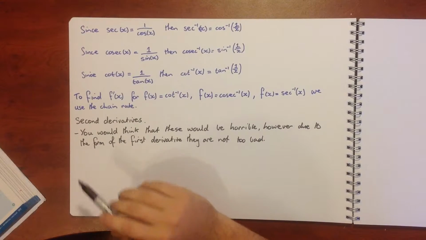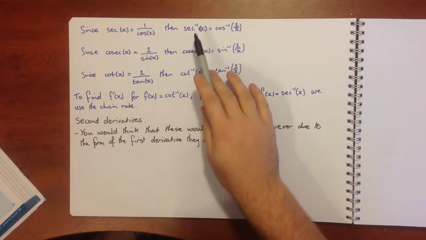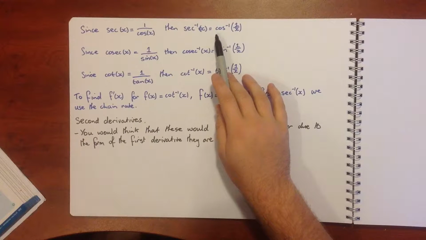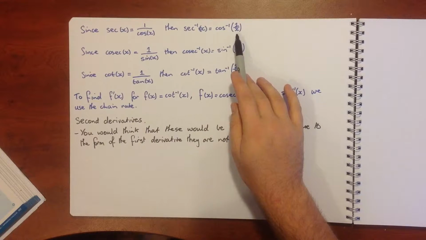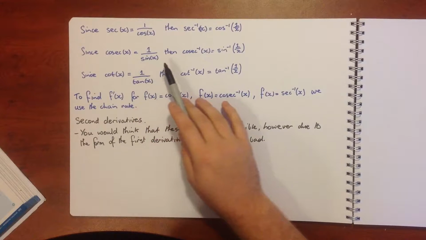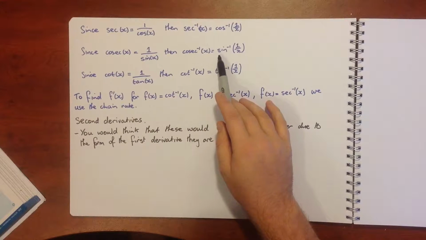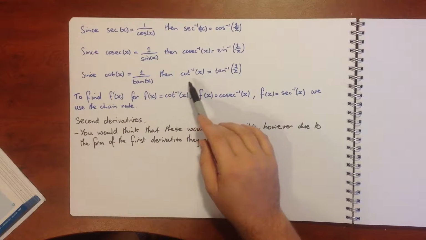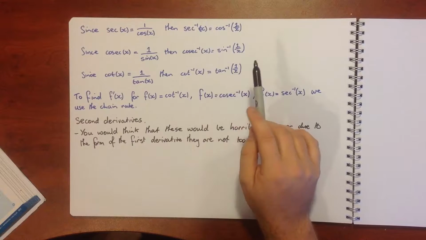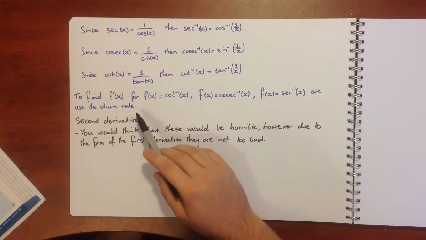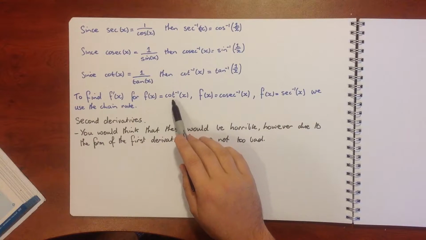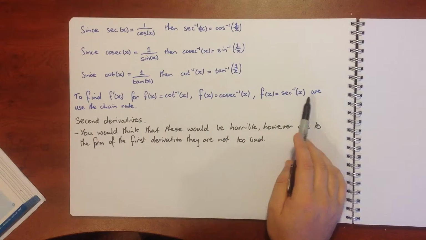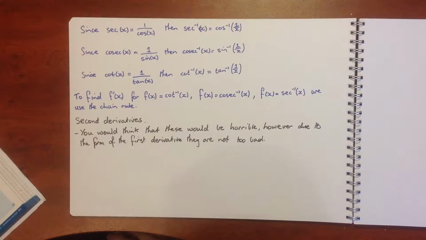Since sec of x equals 1 on cos of x, then inverse sec of x is equal to the inverse cos of 1 on x. Since cosec is 1 on sine, then inverse cosec is the same as inverse sine of 1 on x. And since cot equals 1 on tan, then inverse cot equals inverse tan of 1 on x. So to find f dash of x for our inverse cos, inverse cosec and inverse sec, we use the chain rule.